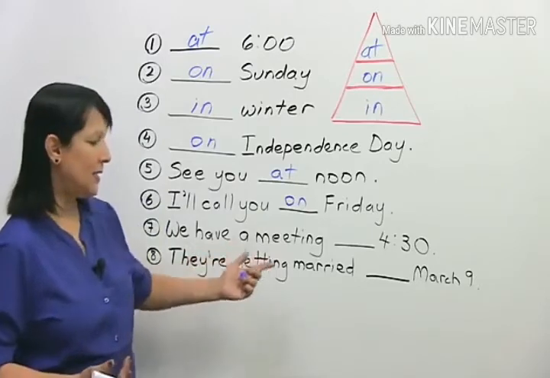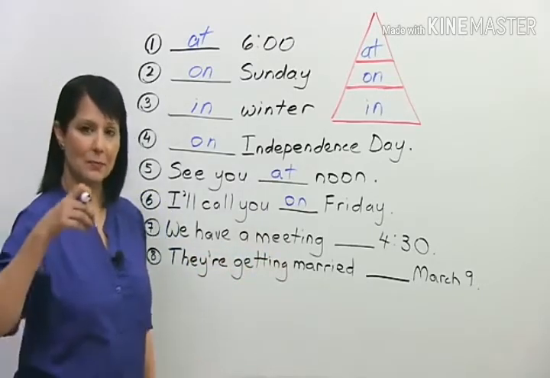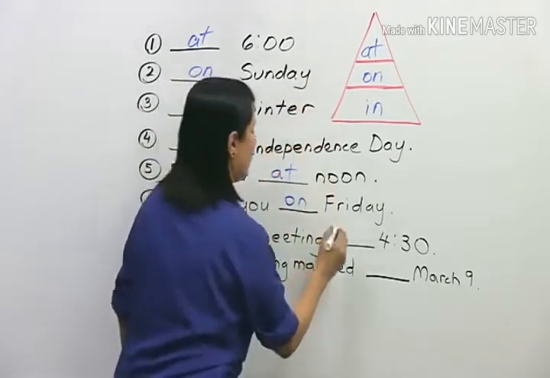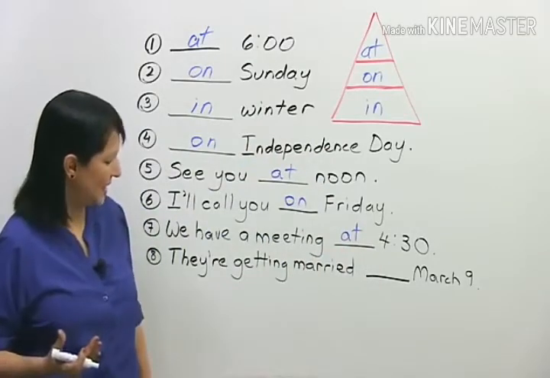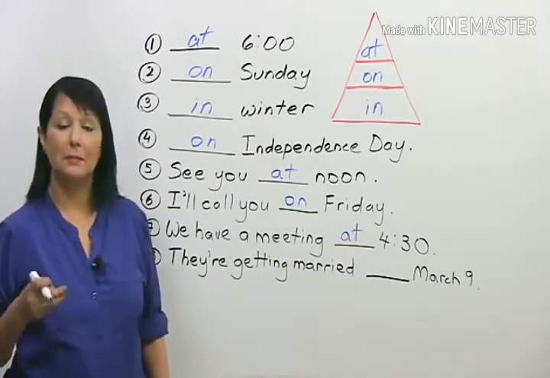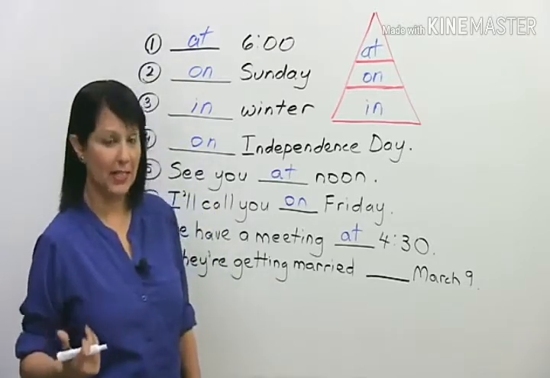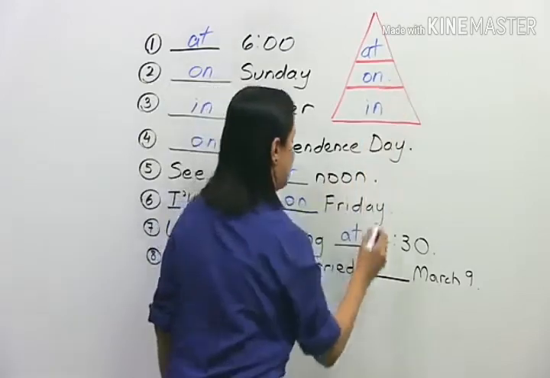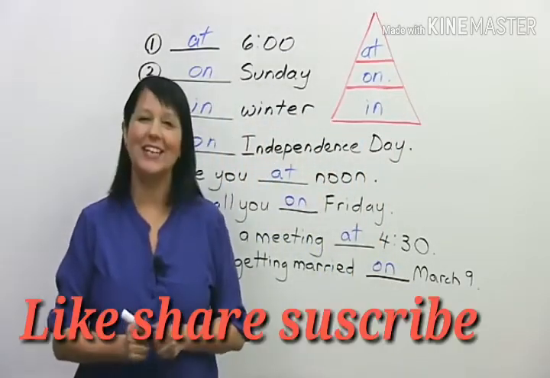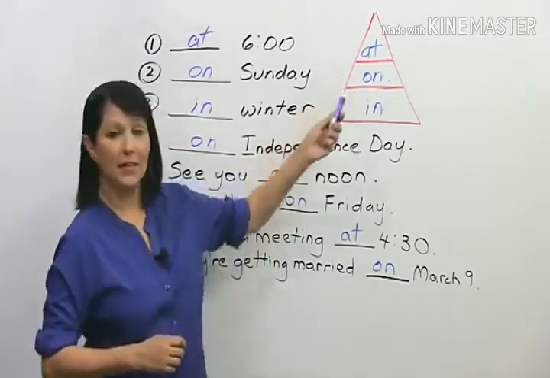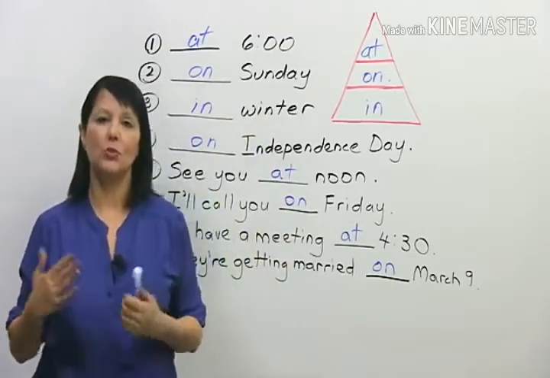Next one, we have a meeting blank 4:30. We have a meeting, specific time, which one? At 4:30. Very good. And the last one, they're getting married, blank, March 9th. It's one day, okay, one date. So it is this one. They're getting married on March 9th. Okay? So you can see that the triangle can help you to remember which preposition to use when.